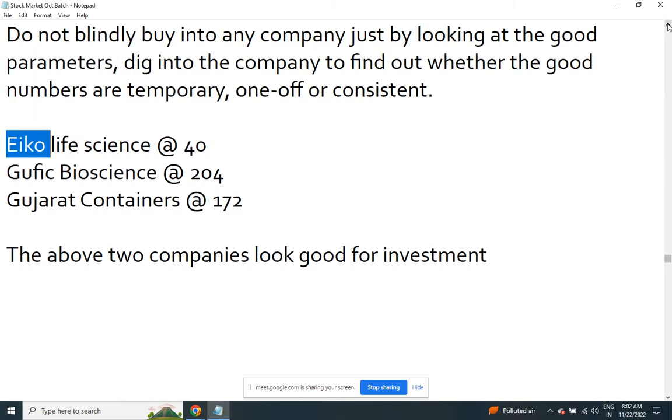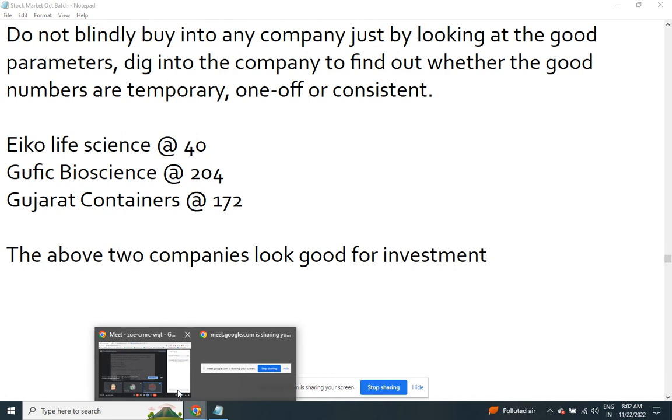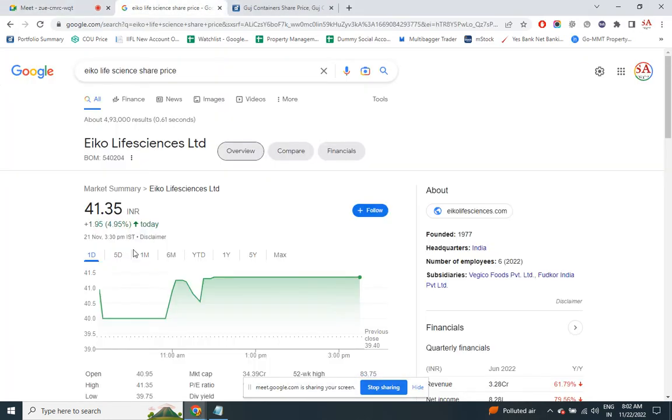Then we had seen the screeners. How do we find out good companies? So these are the three companies which I recommended yesterday. I don't know if you have bought it, but if you see the price, they've already risen by 5%. So you were able to get it for a very low price in the morning, but by evening the price shot up by 5%.